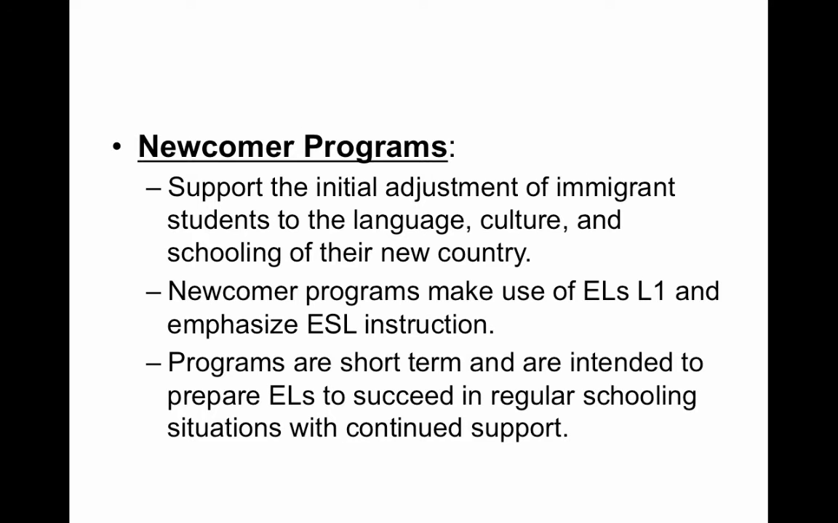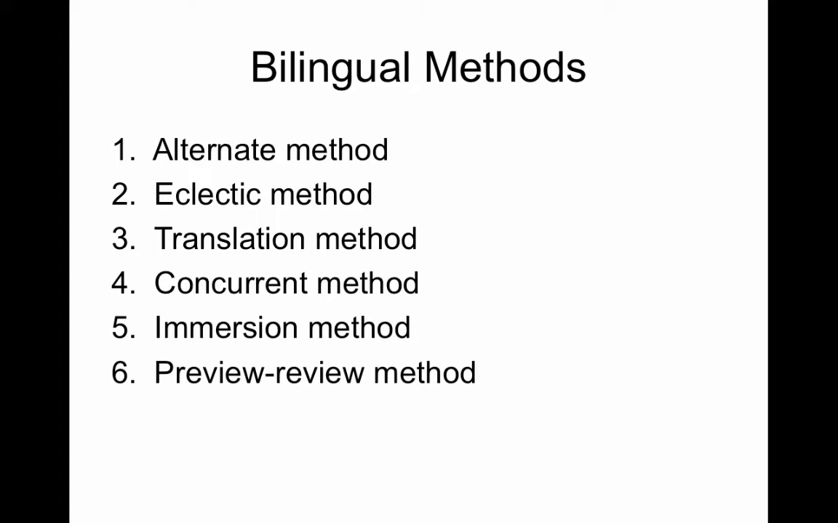All right, so in each of those 4 bilingual models, there are different methods that teachers use, regardless of which of the 4 I just went over. So these are the methods that are discussed in your book, and very quickly, the alternate method is where one language is used one day and the other language is used the next day. In the eclectic method, this is where some subjects are taught in one language while other subjects are taught in a second language. The translation method, number 3, is where you have a monolingual teacher who relies on someone fluent, usually an assistant, to translate what's being said.